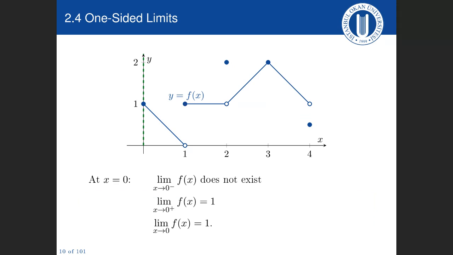At 0, the left-hand limit does not exist. There's no function on the left of 0. The right-hand limit is equal to 1. The limit as x tends to 0 of f of x, considering all of the possible values of x in the domain which are close to 0, is equal to 1.